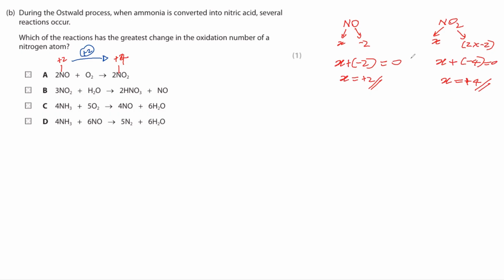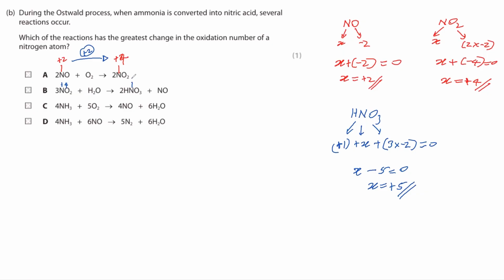If you go for answer B, NO2, the nitrogen oxidation number we know is +4. It became HNO3. In HNO3, hydrogen is +1, nitrogen we don't know, and oxygen is -2. There are 3 of them, so 3 times -2 is -6. -6 plus 1 is -5. So X minus 5 equals 0, so X equals +5.